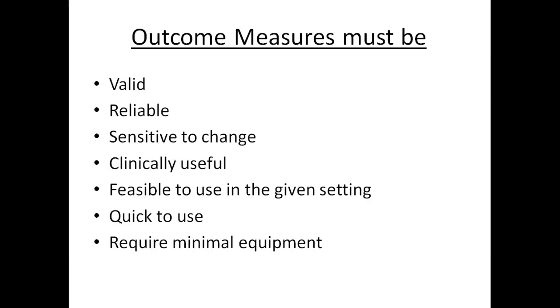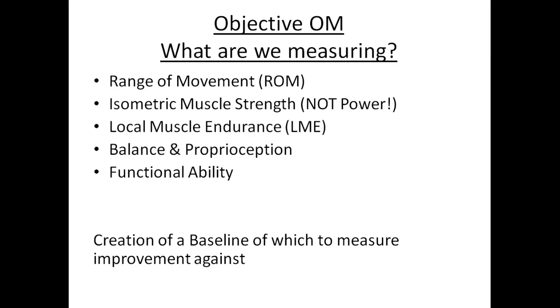Outcome measures must be valid, reliable, sensitive to change, clinically useful, feasible in any given setting. They've got to be quick to use and require minimal equipment. If they're not any of these, then the clinicians simply won't use them. So what are we measuring? Could be measuring range of movement, isometric strength, not power, local muscle endurance, balance and proprioception, functional ability, and it's about creation of a baseline against which to measure improvement.